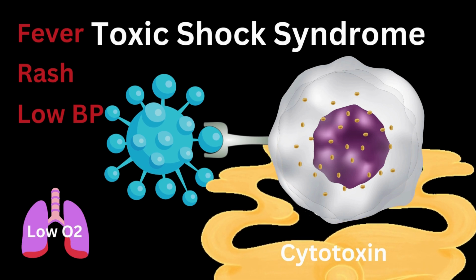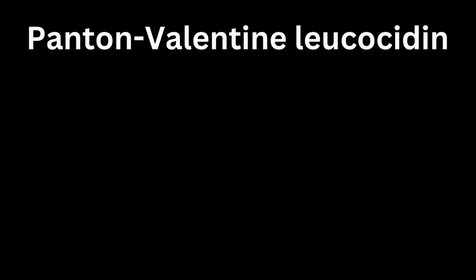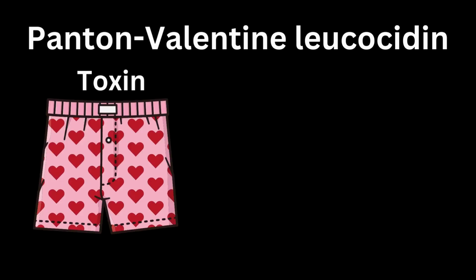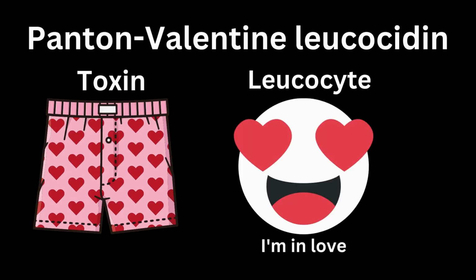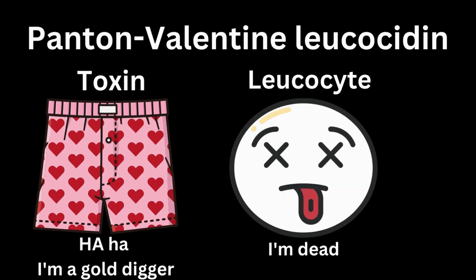Next, let's talk about the Panton-Valentine leucocidin toxin. A pant with hearts helps us memorize Panton-Valentine. In this condition, the toxin creates several pores in the leukocyte, and these pores result in a dead leukocyte. Hence, the leukocytes get killed when this toxin is released. This may result in tissue death.